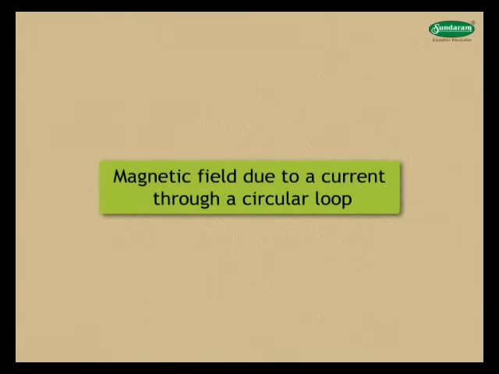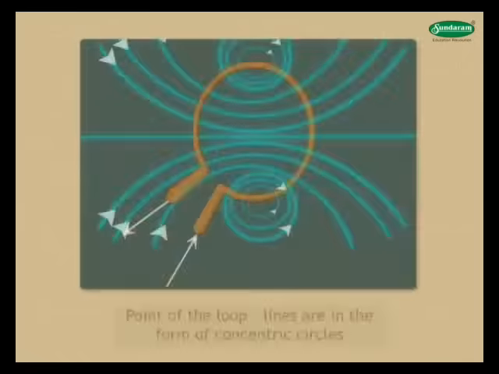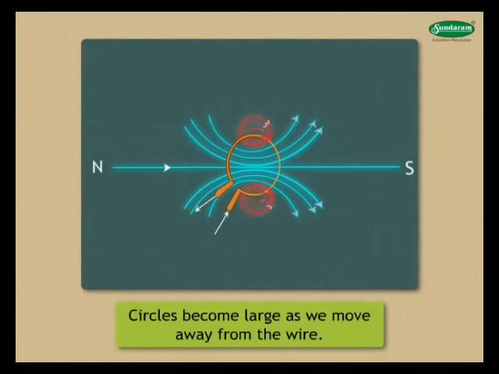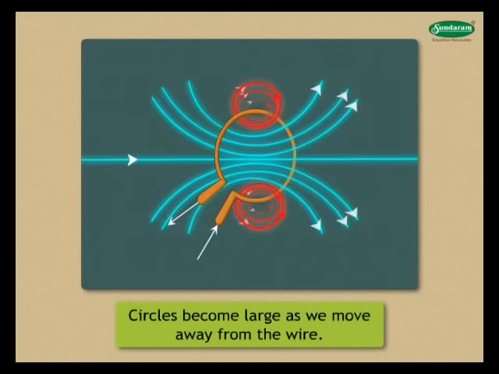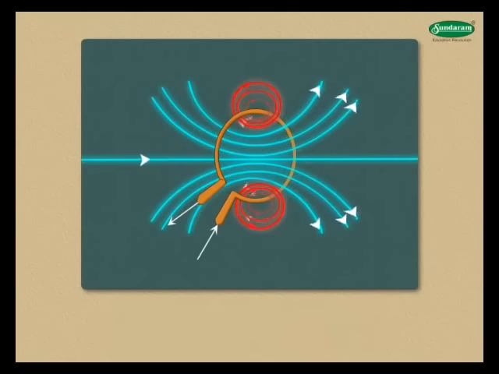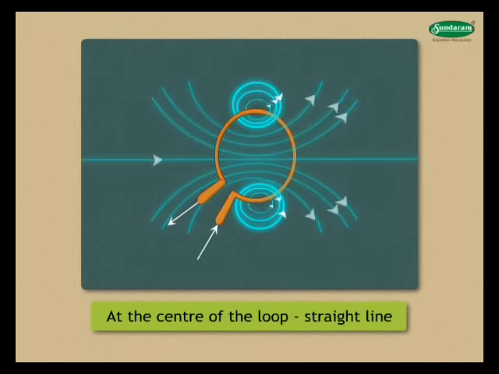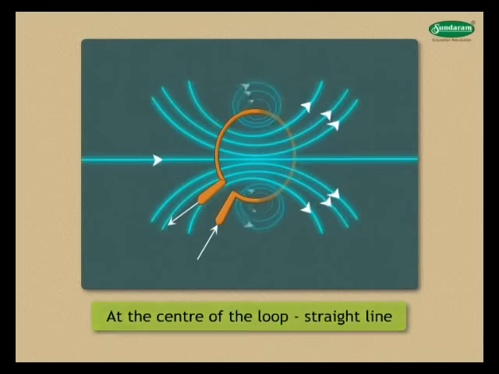Let us move to the next topic, magnetic field due to a current through a circular loop. It is seen that at every point of the loop, the lines are in the form of concentric circles. But these circles would become large as we move away from the wire. At the center of the loop, the arcs of these circles would appear as straight lines.